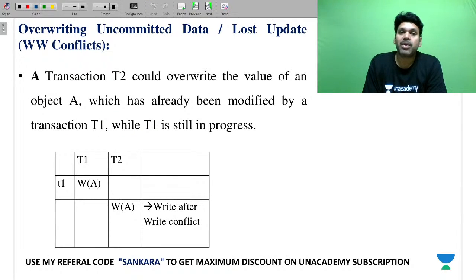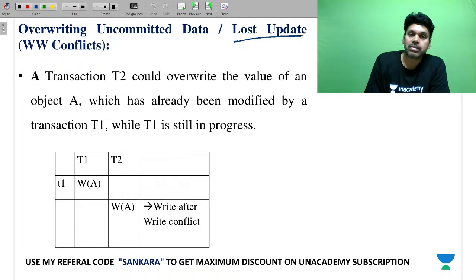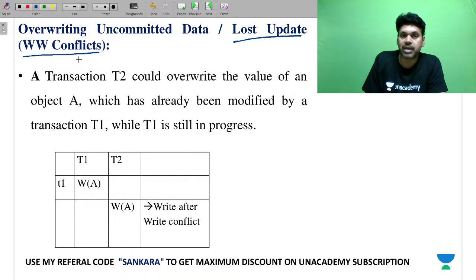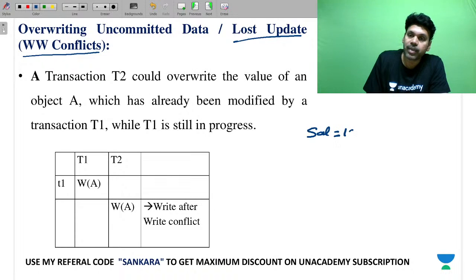Next one is overwriting each other. It's also called as a lost update, also called as write-write conflict. So this is an example. The salary value is given as like this.